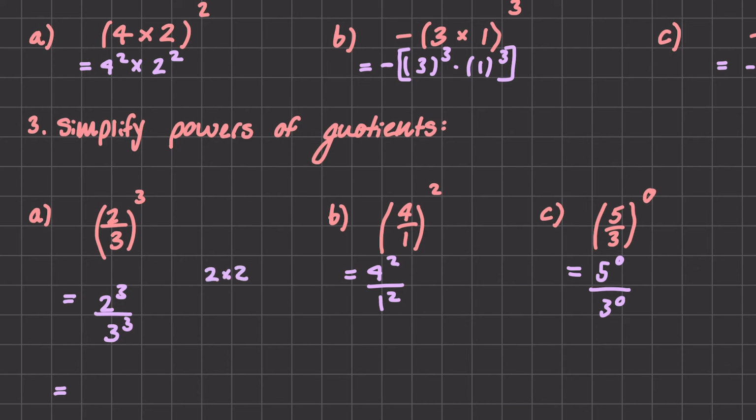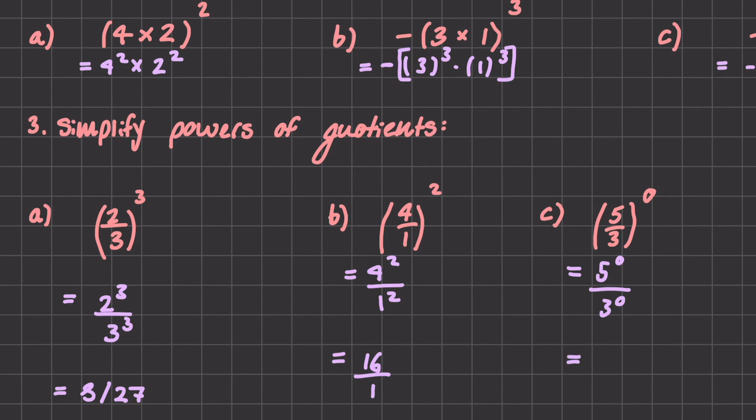2 times 2 times 2. So 2 times 2 is 4, times 2 is 8. 8 over 3 times 3 times 3. 3 times 3 is 9, times 3 is 27. Four times 4 is 16 over 1 times 1, which is 1.